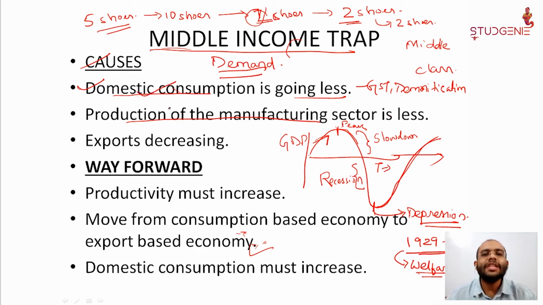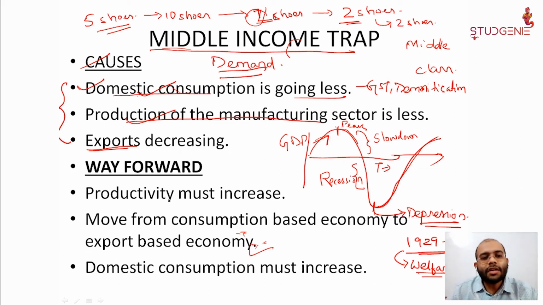As domestic consumption is going less, production of the manufacturing sector is also less. As production in the manufacturing sector is getting less, our exports are also decreasing. If there will be no manufactured goods in your nation, no goods in your godowns, then what will you export outside? Because your manufacturers are not manufacturing, fearing that export is not a reliable thing, domestic market is a reliable thing, fearing that it will not be sold, we will be into losses. And if they are not manufacturing, then what will you export? So these are the 3 causes of the middle income trap.